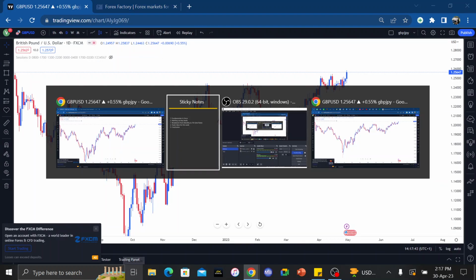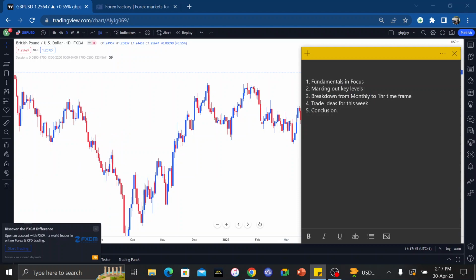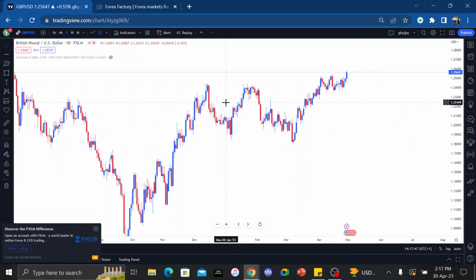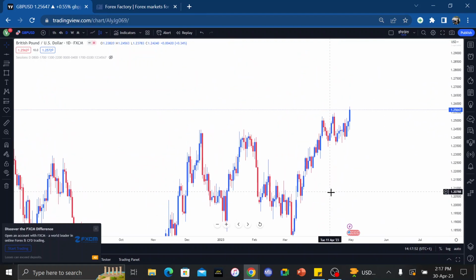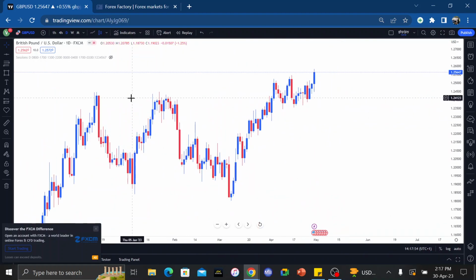So secondly, I'll be marking out my key levels. So let's go over that. I use psychological levels, and you guys know that psychological levels are random numbers which banks, the big guys, pay attention to. So I have two rules of marking out my psychological levels. Number one rule is it must be a random number, and two, it must be relevant to the current chart.